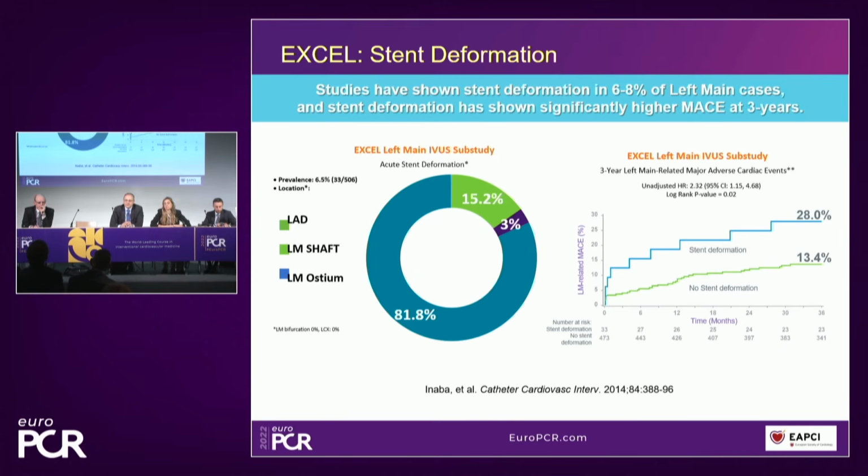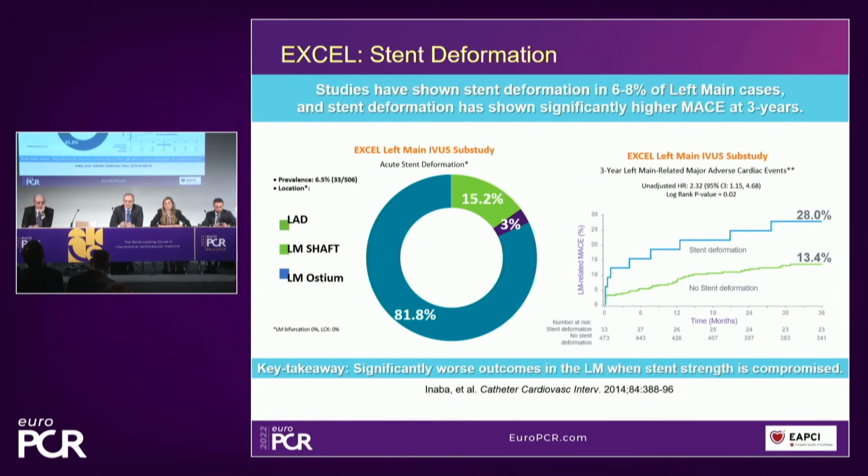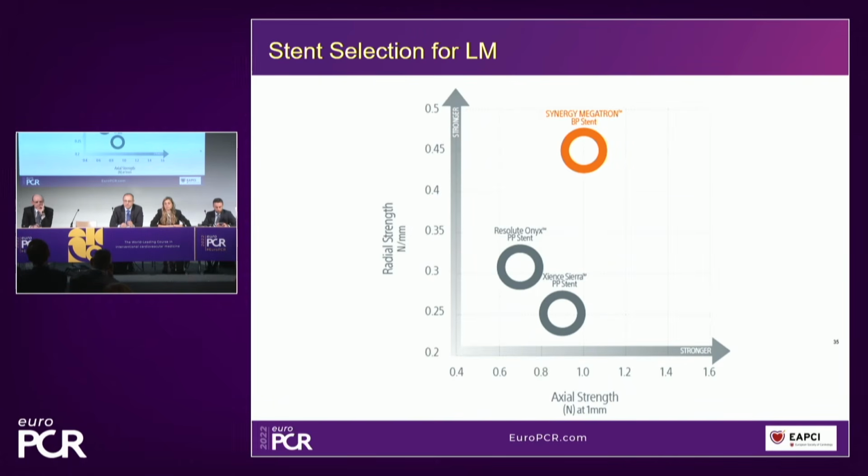Now, Adrian already showed this. In those patients that had left main related deformation, you basically had more than a doubling of your MACE rate. So the key takeaway here is that you clearly have an issue when the strength of the left main stent is compromised. So what type of stents to use?